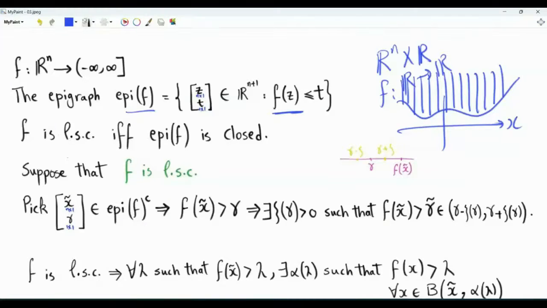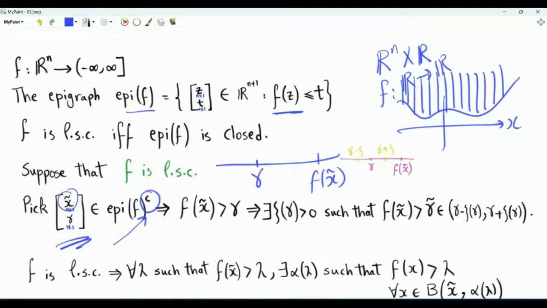We want to show that the function is lower semi-continuous if and only if the epigraph of the function is a closed set. Suppose that f is a lower semi-continuous function. From the complement of the epigraph, pick a point, x tilde and gamma. So x tilde has n components, and gamma is a scalar. Because this vector in Rn plus 1 is in the complement of the epigraph, then it must be the case that f of x tilde is strictly greater than gamma. So we have here, this is f of x tilde, and here is gamma.